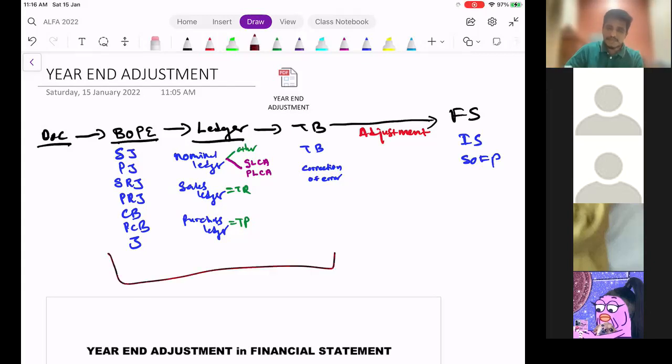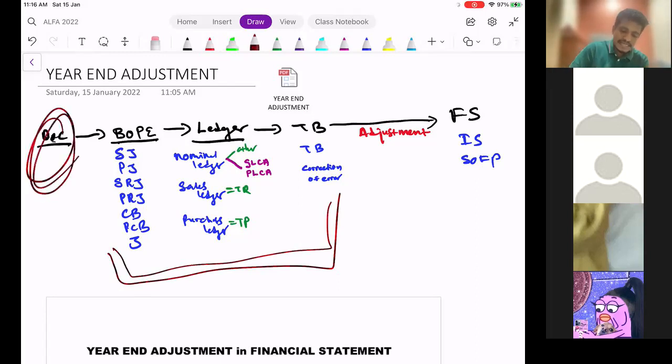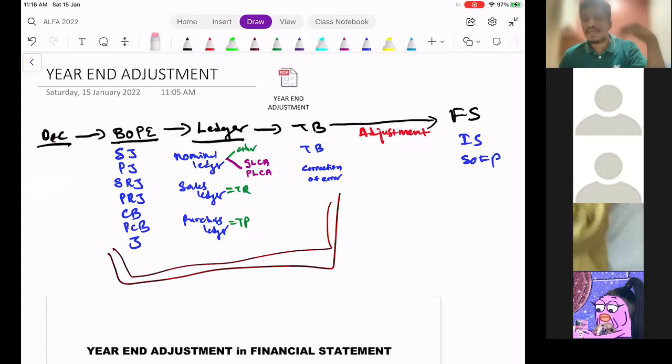Why don't they record the provision for depreciation? Why don't they record the irrecoverable debt here? Because for depreciation and provision for doubtful debt, we don't have a supporting document that says how much your depreciation is, how much your provision is, how much is the irrecoverable debt. If you have proof, then you will record. But if you don't have the proof, we don't record in the ledger.